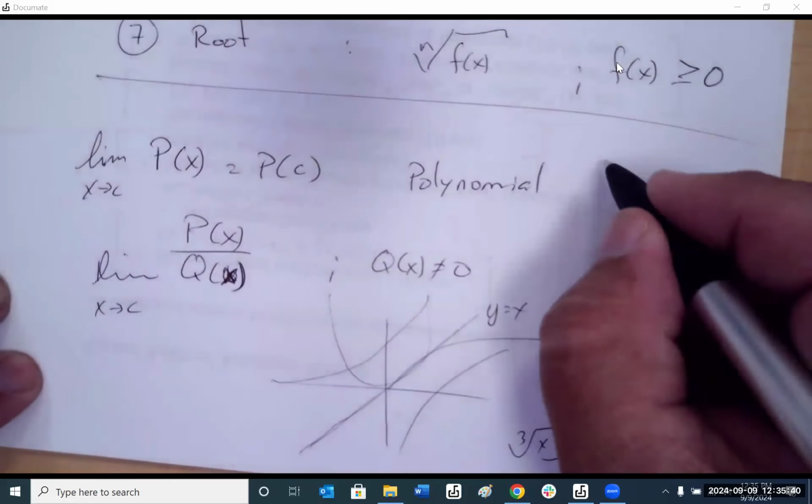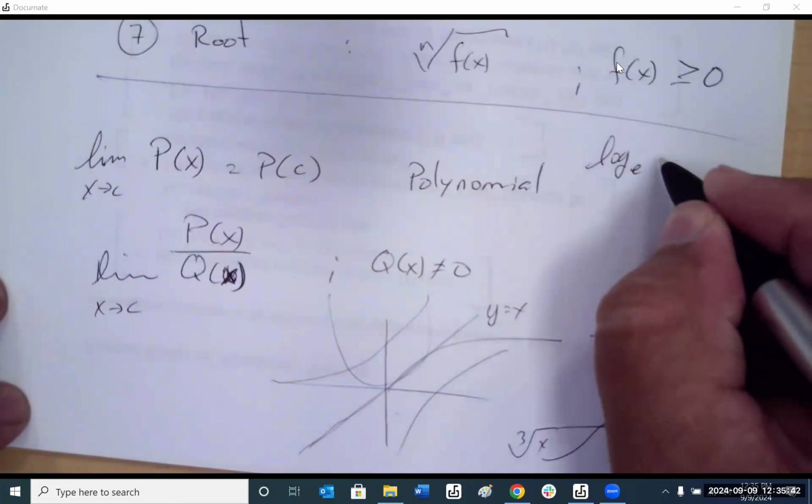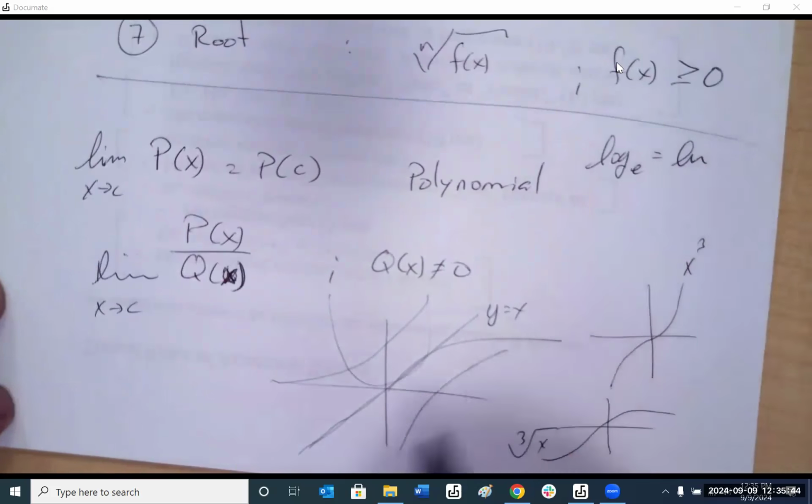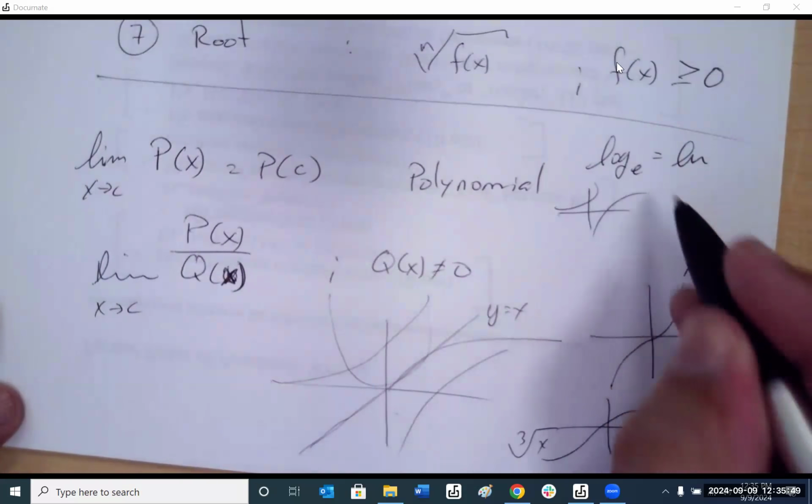Yes, it was. Log base e is ln. So yeah, that's what those are.